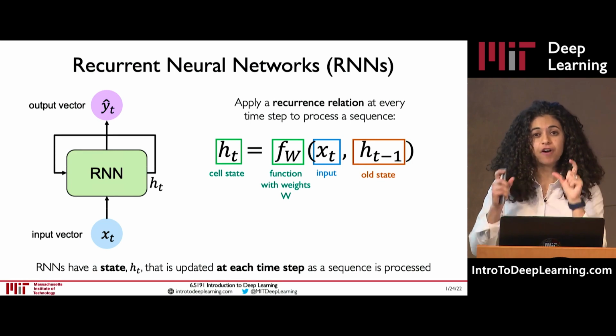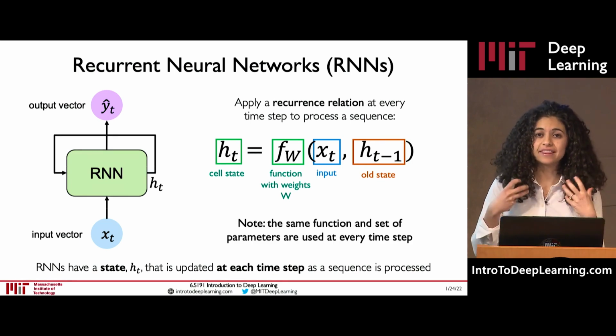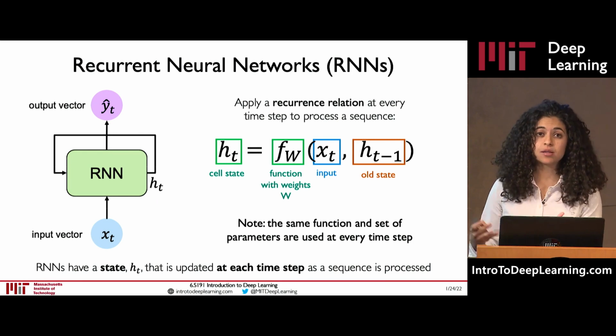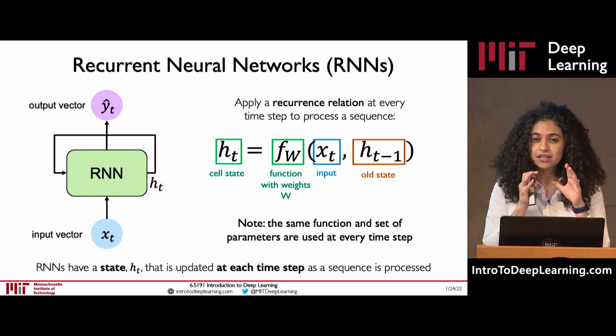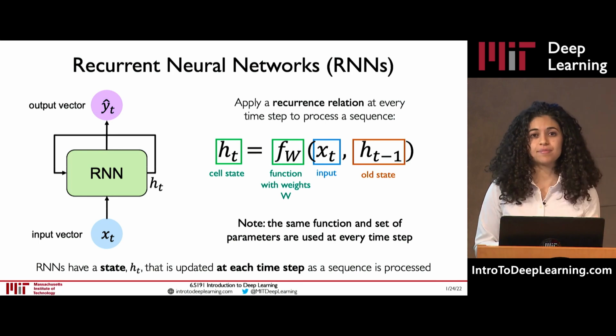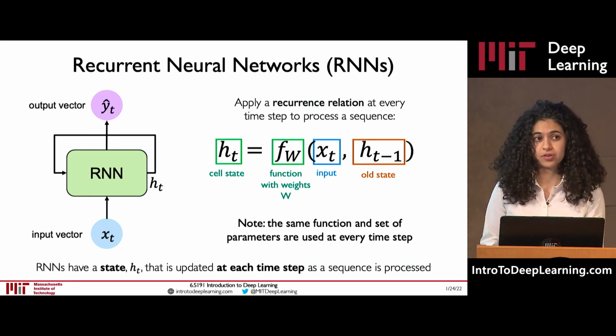And importantly, this function is parameterized by a set of weights w, and this set of weights is what we're actually going to be learning through our network over the course of training, as the model is being learned and as these weights are being updated, right? And the key point here is that this set of weights, w, is the same across all time steps that are being considered in the sequence. And this function that computes this hidden state is also the same.